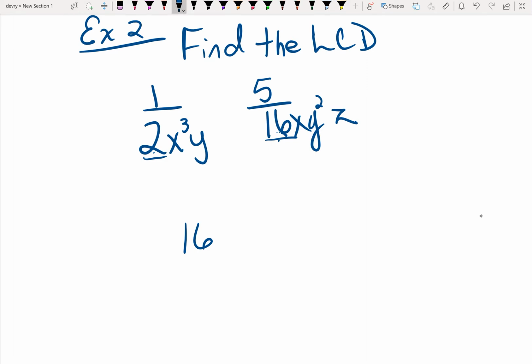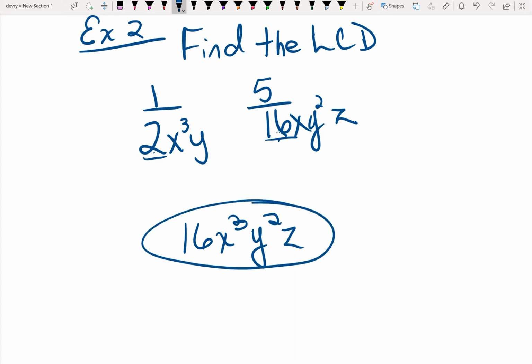Next thing I'm going to look at is the variables. I need to look for the largest exponents. So in this case, x squared, my bad, x cubed, y squared, and the z, there's only one z. That's your LCD. So again, the largest number and the largest exponent value respectively. This is a 1, this is a 2, that's my biggest one, and that's the only one that exists. Okay?